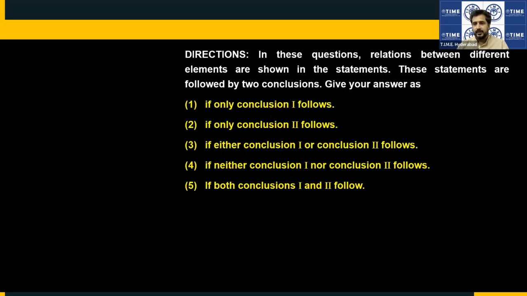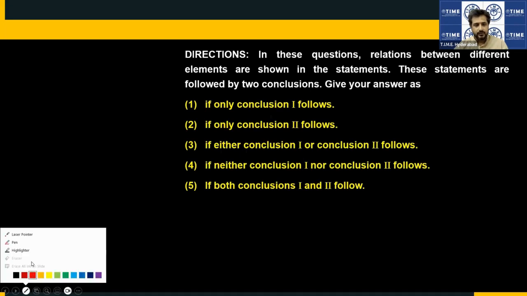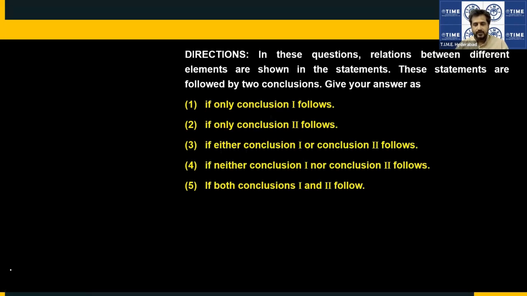In these questions, the relation between different elements is shown in the statements. These statements are followed by 2 conclusions. Give your answer as: Choice 1, only conclusion 1 follows. Choice 2, only conclusion 2 follows. Choice 3, either conclusion 1 or conclusion 2 follows. Choice 4, neither conclusion 1 nor conclusion 2 follows. Choice 5, both conclusions 1 and 2 follow. Now let's see the questions.